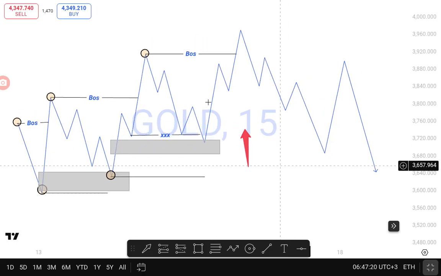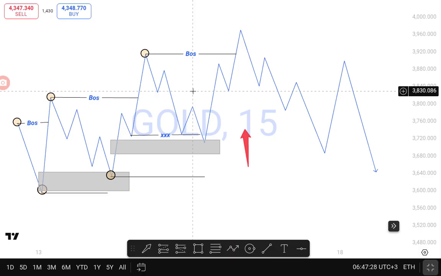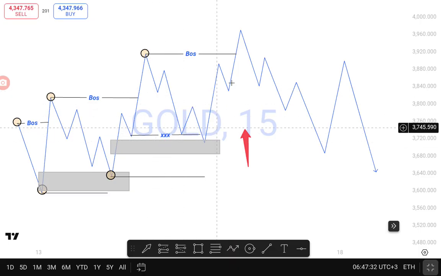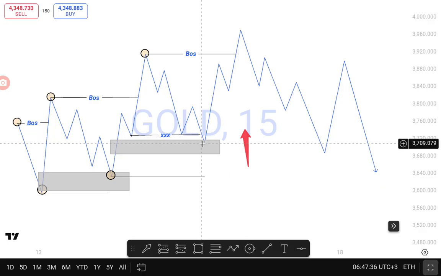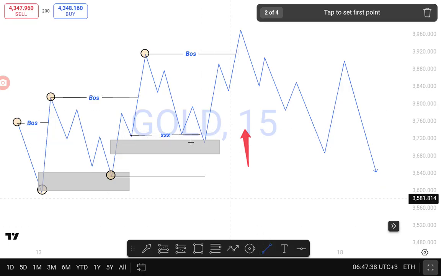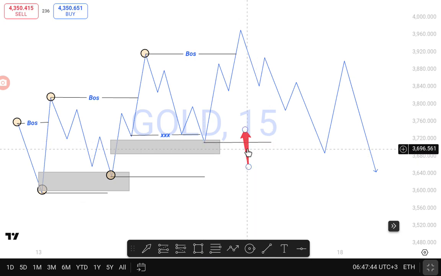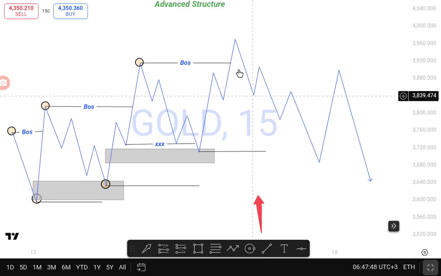So after breaking structure, what we need to look at first is what swing point really has caused this break of structure. Look, we have this swing point, we have this, we have this, we have this. We look at the lowest before breaking. The lowest is automatically this one. So that is our swing low, the swing low point that has caused the break of structure. Now wait for a pullback.